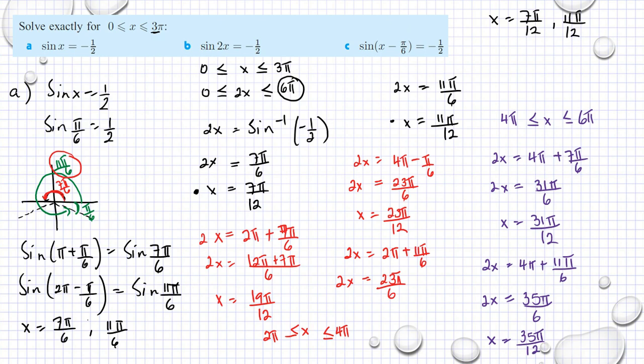So we have 4 more x values here. We have 19 pi divided by 12, and we have 23 pi divided by 12, and then 2 more. We have 31 pi divided by 12, and the last one we have 35 pi divided by 12.